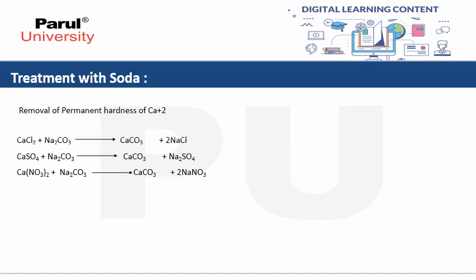Treatment with soda. Removal of permanent hardness of calcium. If soda is added to the hard water in the lime soda method, it will react with calcium chloride, calcium sulfate, and calcium nitrate to form calcium carbonate, along with sodium chloride, sodium sulfate, and sodium nitrate.